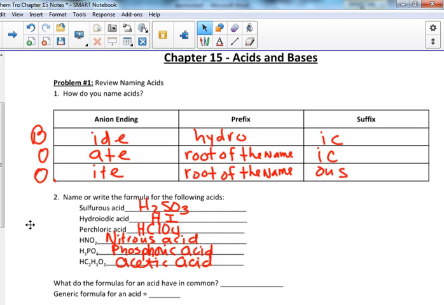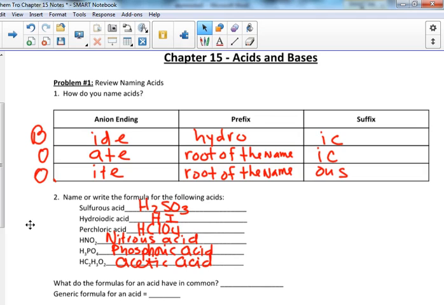Also, now we're looking at the formulas and we're writing the name to them. So HNO2, notice the oxygen in there, that will be an oxyacid. NO2 is nitrite, so it will go to nitrous acid. PO4, phosphate, ATE goes to IC, so it would be phosphoric acid, and C2H3O2 is acetate. Acetate goes to acetic acid.